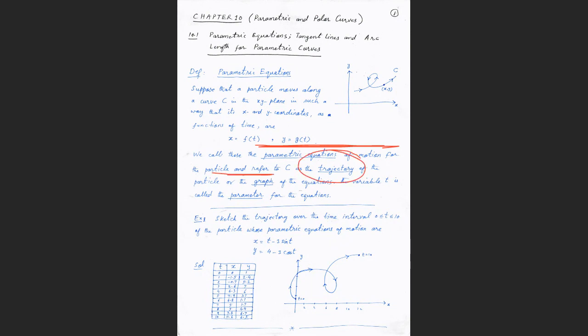We have a definition of parametric equations. Suppose that a particle moves along the curve C in the xy plane such that its x and y coordinates are functions of time t.